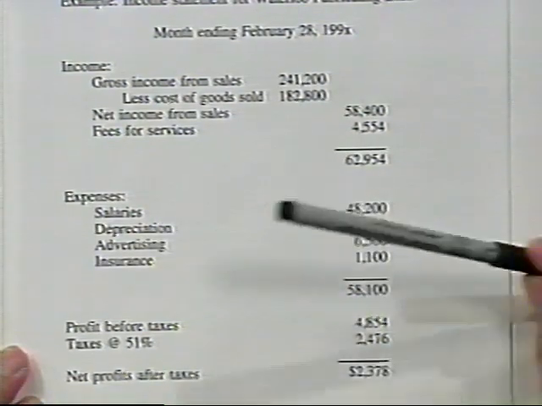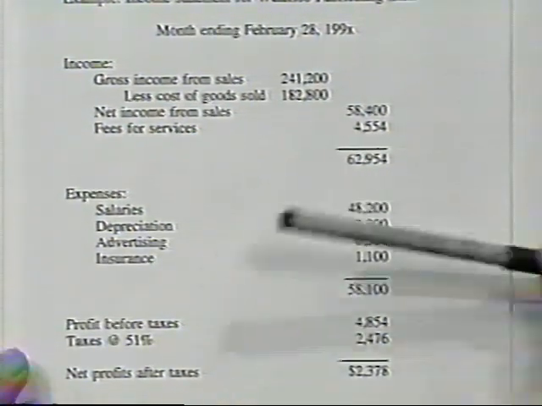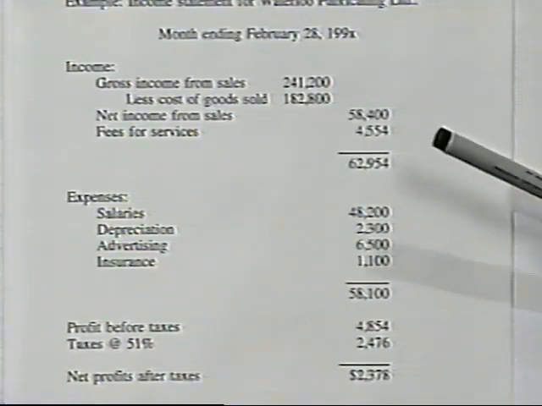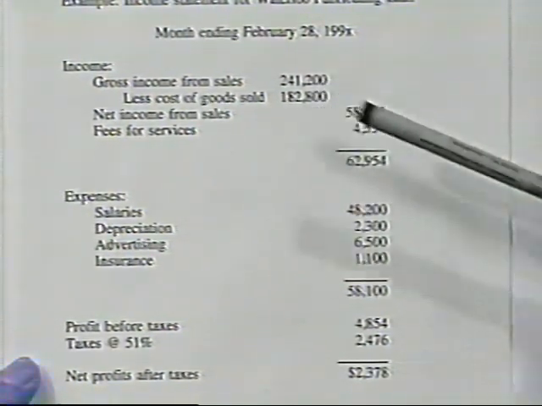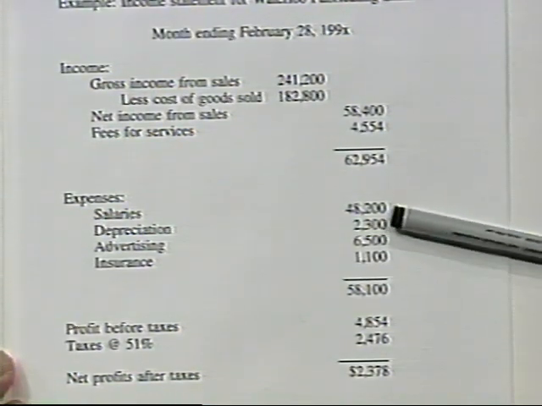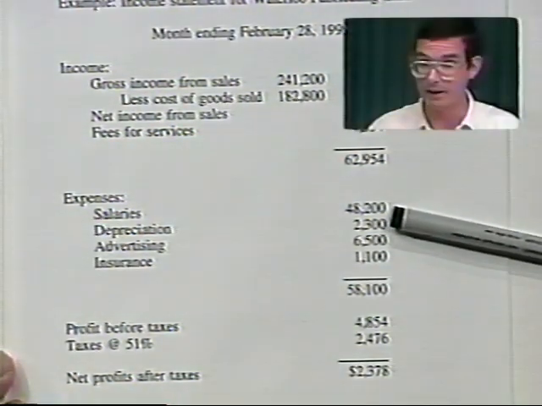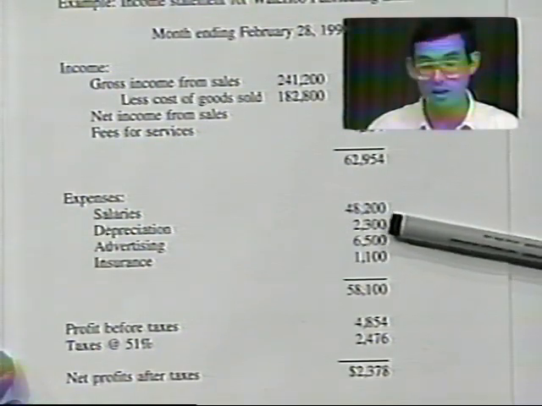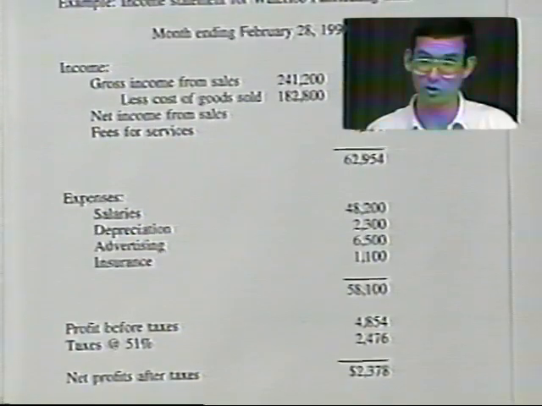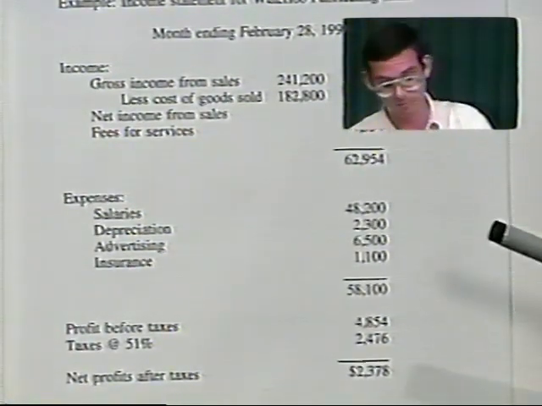Under expenses, there can be a variety of categories. We have some salaries here. These salaries would probably be sales and office salaries as opposed to manufacturing salaries, which would be up in the cost of goods sold. Depreciation, we saw depreciation of the equipment occurs as the equipment gets older. It's an expense, and has to be recognized as such. Advertising and insurance are other expenses that the company has.